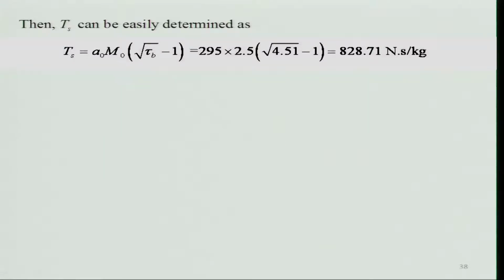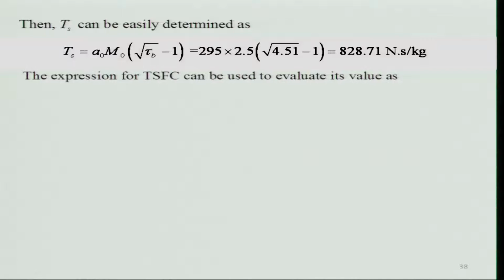So I am just substituting these values, and then I am getting 8.71 Newton per second per kg, right? Because it is per unit mass of air flow rate. Specific thrust is thrust divided by the mass flow rate of air, which is entering into the inlet of the engine. So the expression for TSFC can be used to evaluate its values, right?